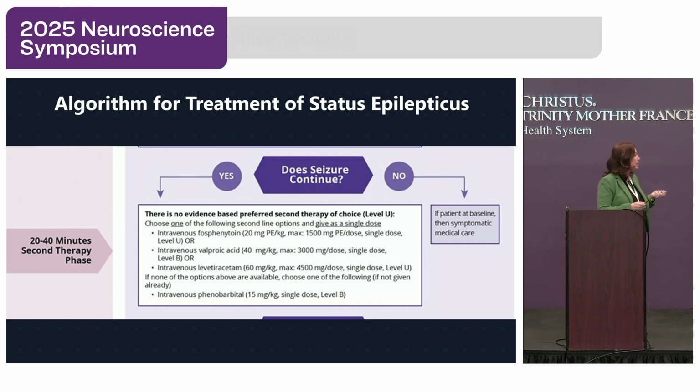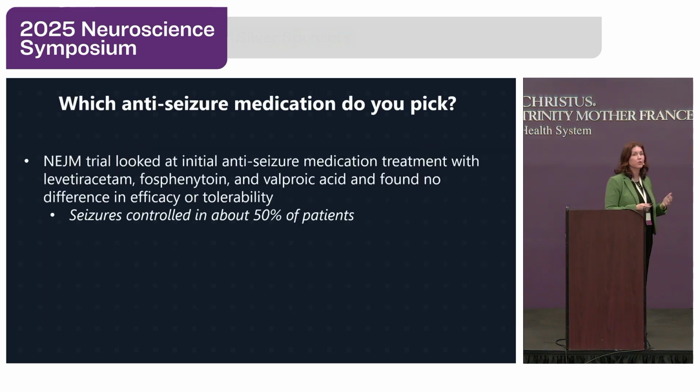So which one do you pick? A New England Journal of Medicine trial looked at levetiracetam, fosphenytoin, and valproic acid, and really didn't find any difference in the efficacy or the tolerability of the three. And then seizures were controlled in each one of those about 50% of the time, which still isn't actually that great. So that one showed the same.